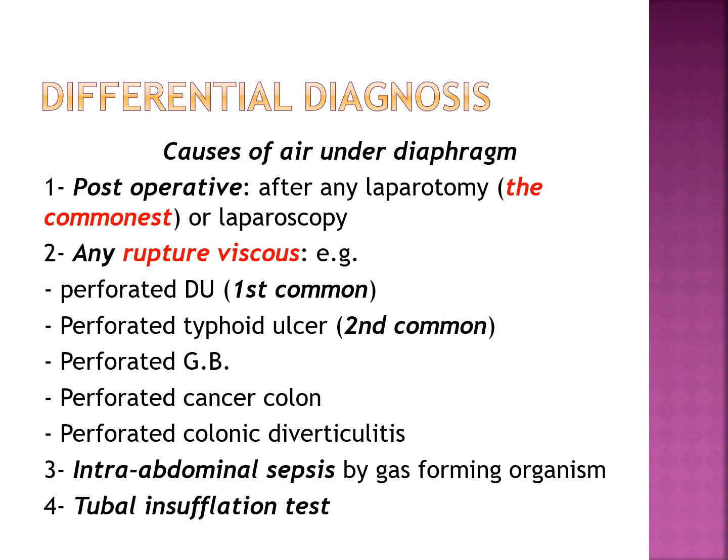And as you know, the tubes are connected into the peritoneal cavity. So after performing this insufflation test, air leaks through the tubes into the peritoneum and floats above the liver, below the diaphragm, leading to air under diaphragm. So the commonest causes: postoperative, any ruptured viscus, especially perforated ulcer, intra-abdominal sepsis by gas-forming organism, and the gynecological tubal insufflation test done for infertility.